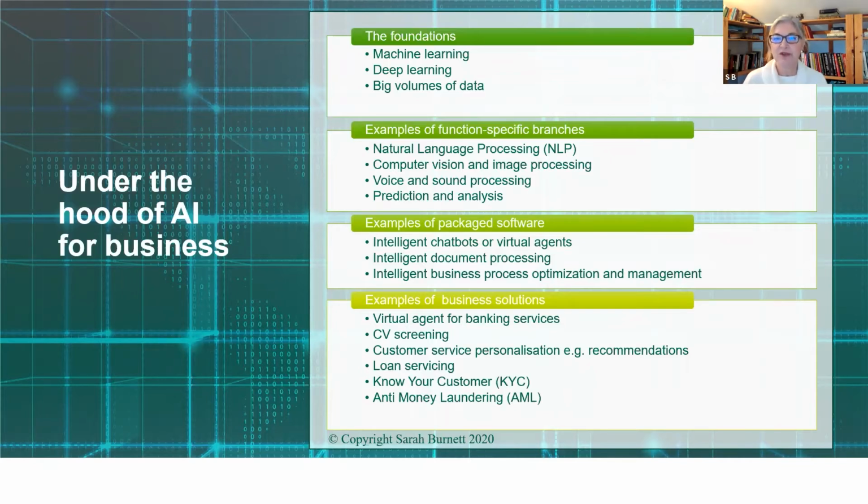We're seeing intelligent process optimization and management as well. And what you get then, you use these technologies to create the solution that you want for your business. So it could be a virtual agent answering banking phone calls, CV screening, recommendations in online services. This is relatively simple and now quite a commonplace application. Loan servicing, and I've already covered know your customer and anti-money laundering in the banking example that I gave you. So this is the kind of progression, starting from the fundamentals, moving towards complete solutions, for you to visualize.